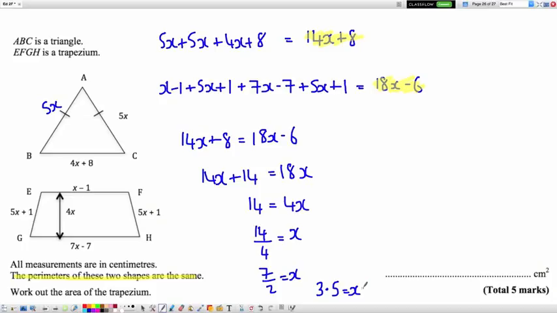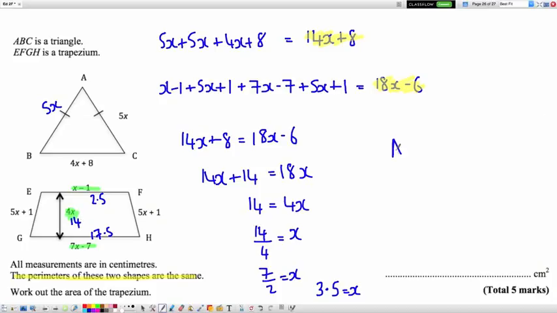Now we know the value of x, we can work out the area of the trapezium. For the area of the trapezium, we need to know the sum of the two sides added together, multiplied here by the height, multiplied by a half. So let's substitute in 3.5. Well, 3.5 subtract 1 is 2.5. And here we have 7 multiplied by 3.5, subtract 7 is 17.5. And here 4x is equal to 14.